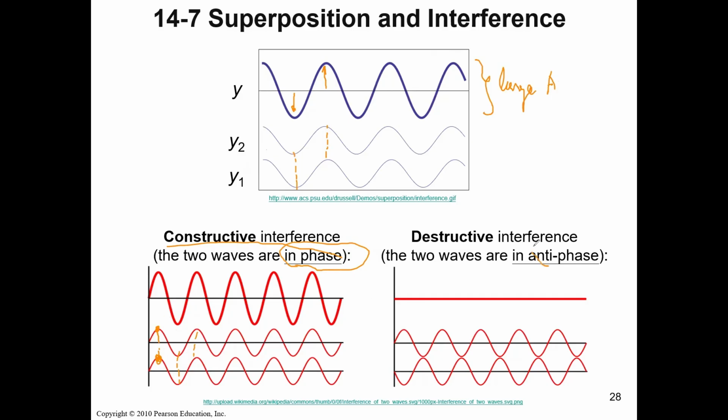And in the destructive case, we can call it antiphase. Antiphase means that the peak and the peak are different by basically half a wavelength. Right? Half a wavelength. In other words, the peaks and valleys are aligned to each other. So they are antiphase.